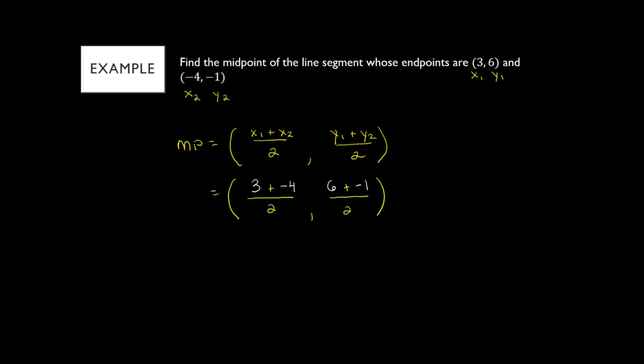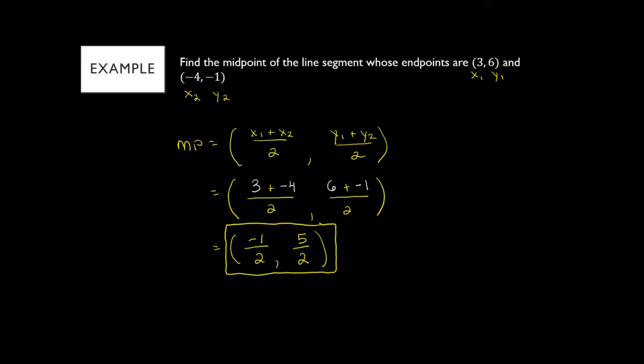So once you've plugged in the numbers, then you want to actually simplify, so we need to do the addition on the top. So 3 plus -4 is actually -1, so that's going to be -1 over 2. 6 plus -1 is 5, so that's 5 over 2. And so that is our ordered pair. We're going to leave it as a fraction unless told otherwise. And that is the midpoint. That is the halfway point between those 2 points.